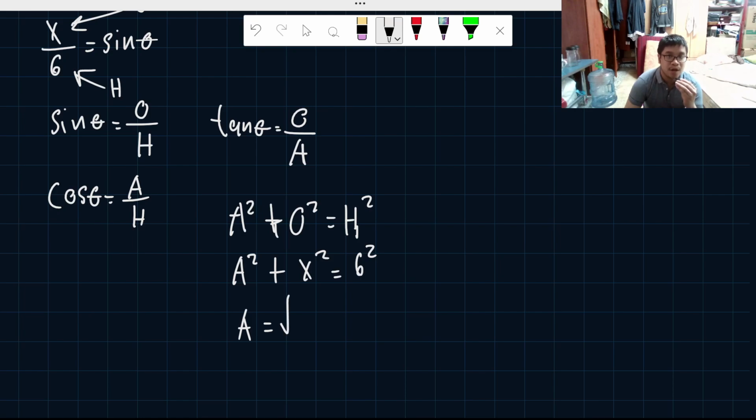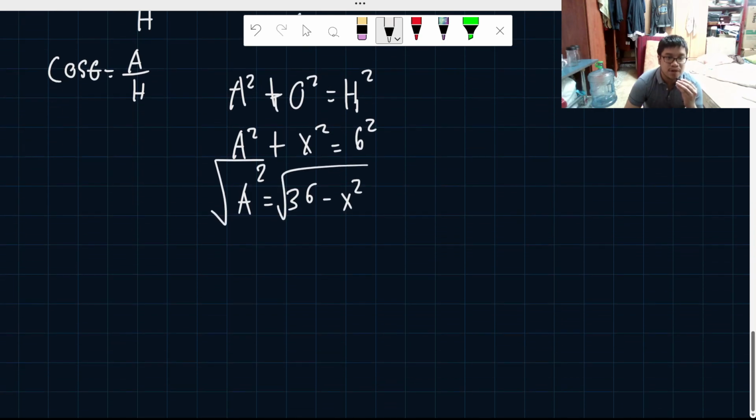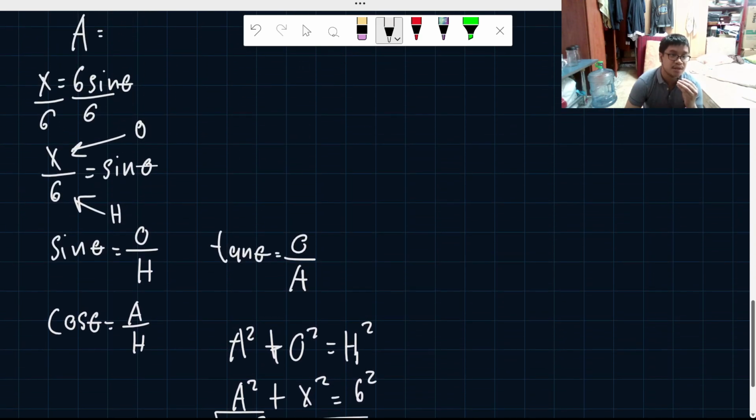You will have, oh wait, that's too fast. So you will have 6 squared, 36, minus x squared, just simply x squared. Then square root both sides to find your adjacent. Your A is equal to the square root of 36 minus x squared. And that is your adjacent.